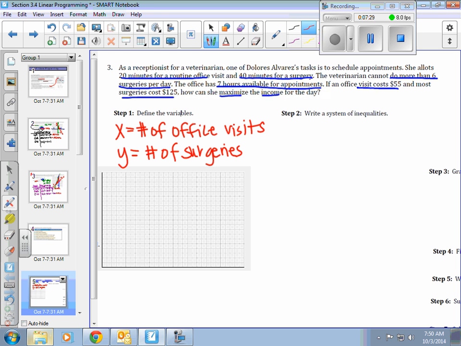We are trying to maximize profit. So we are going to leave anything that deals with making money till we get to our step 5 to write a function to be maximized or minimized. So we're going to leave out money. So what I would think is my minutes. They all kind of go together. So here is time, and here is time, and here is time. But then I notice, oh no, it's 7 hours. So I need to change that into minutes.